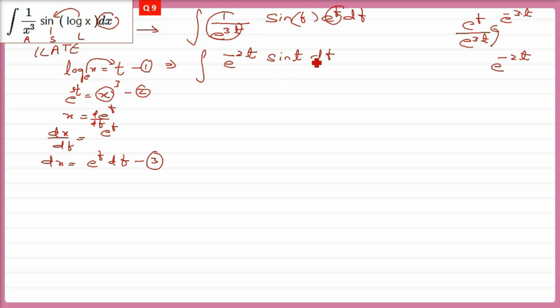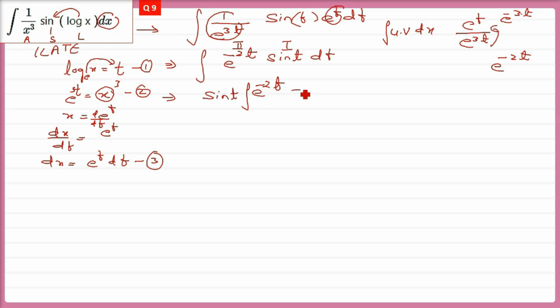Now we can apply the ILATE: inverse, log, algebra, trigonometric and exponential. Which one comes first will be the first function. So sine function will get the first position and e raised negative 2t, which is the exponential function, will be the second function. So integration of u into v dx, this is the formula I am using, and I am quite aware that you are aware of this solution or the expansion of this integration u dot v.